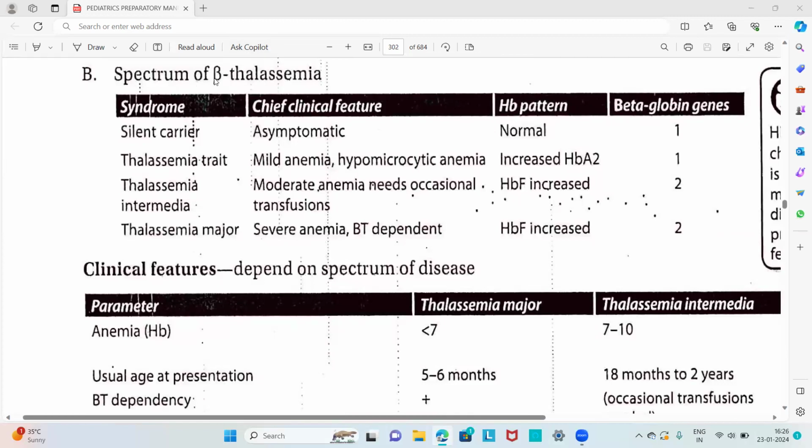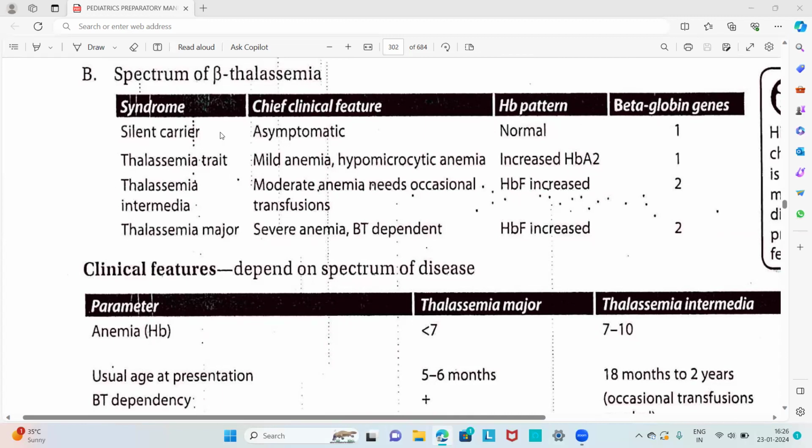In beta thalassemia, we have a spectrum of syndromes. We have the silent carrier, which is usually asymptomatic, with a normal hemoglobin pattern, and the gene responsible is one. Then we have thalassemia trait, thalassemia intermediate, and thalassemia major. So we have four syndromes: silent carrier, thalassemia trait, thalassemia intermediate, and thalassemia major.